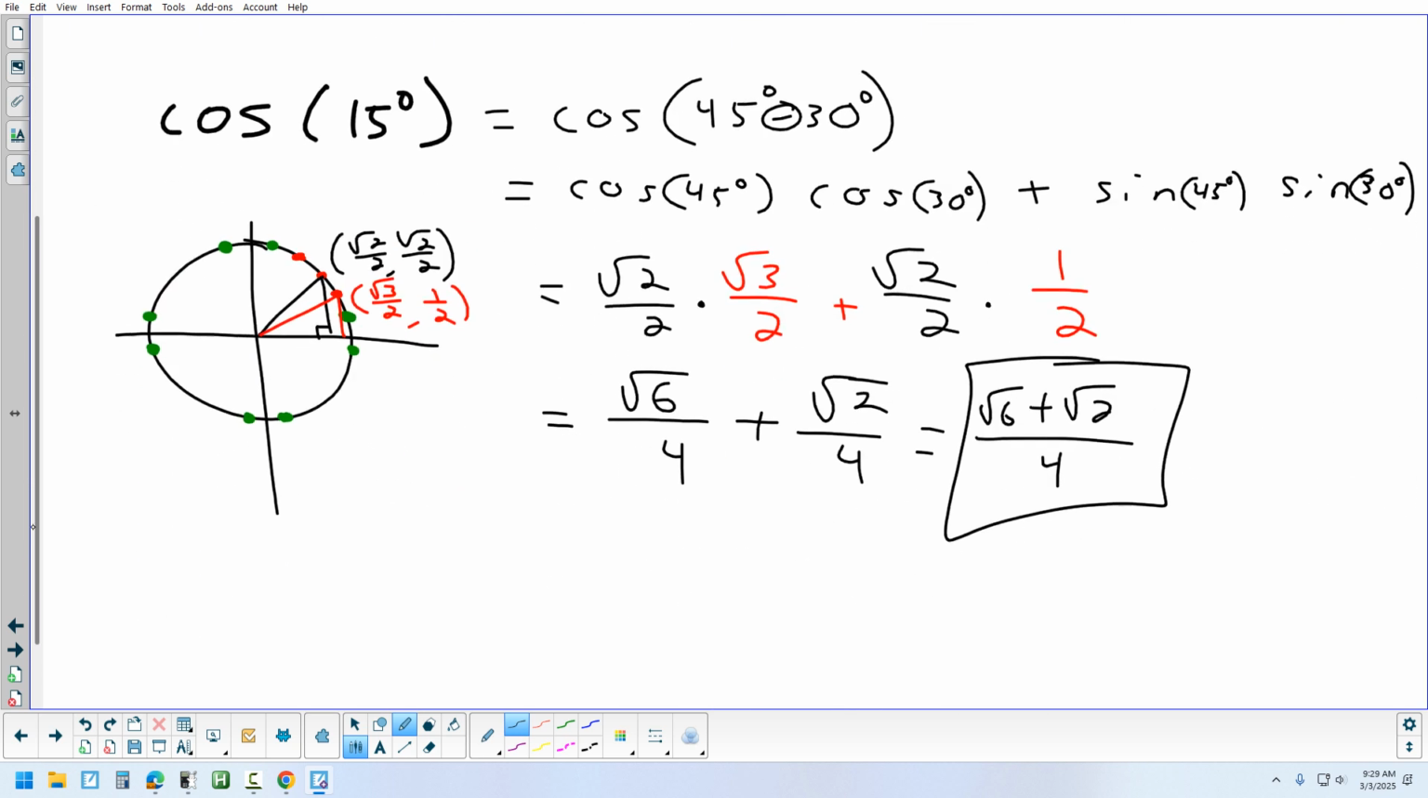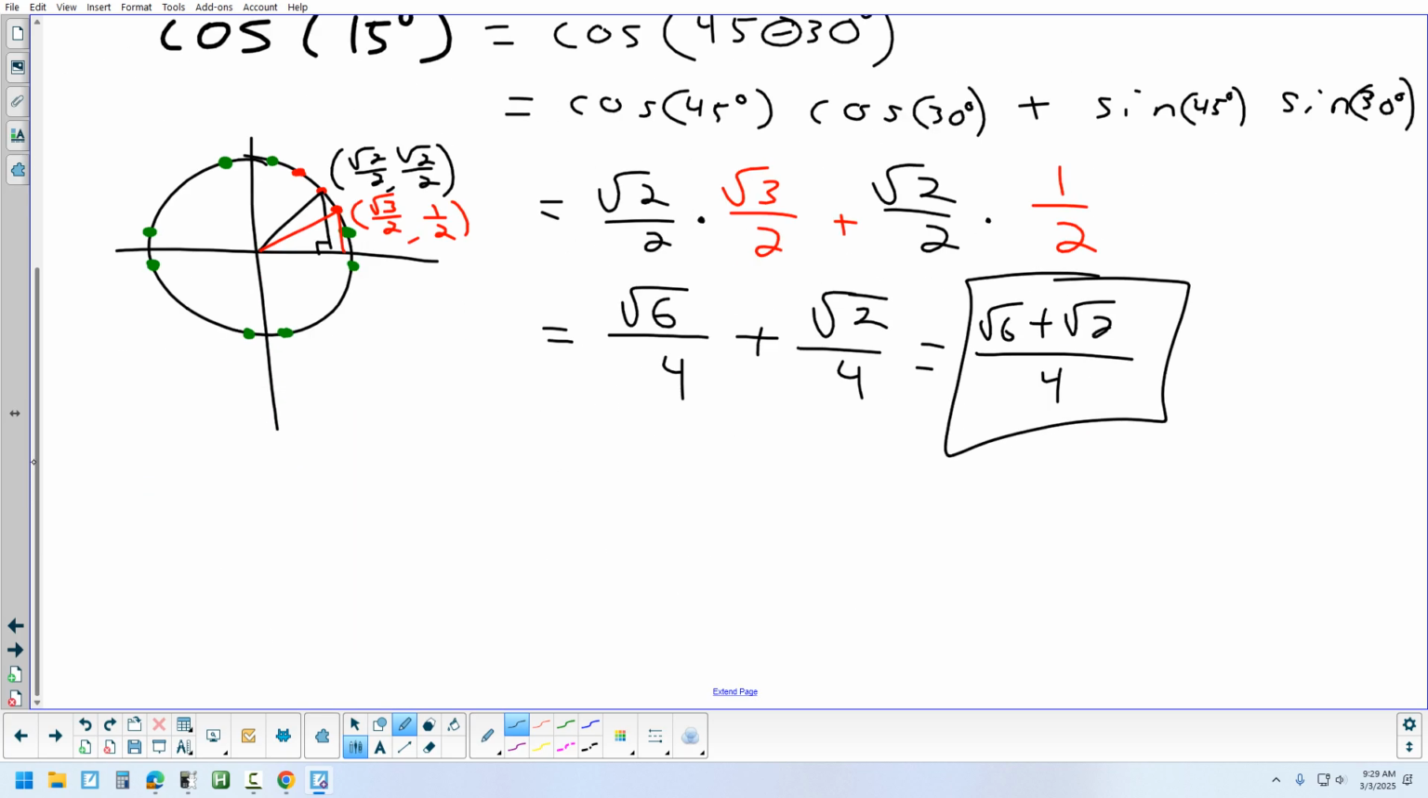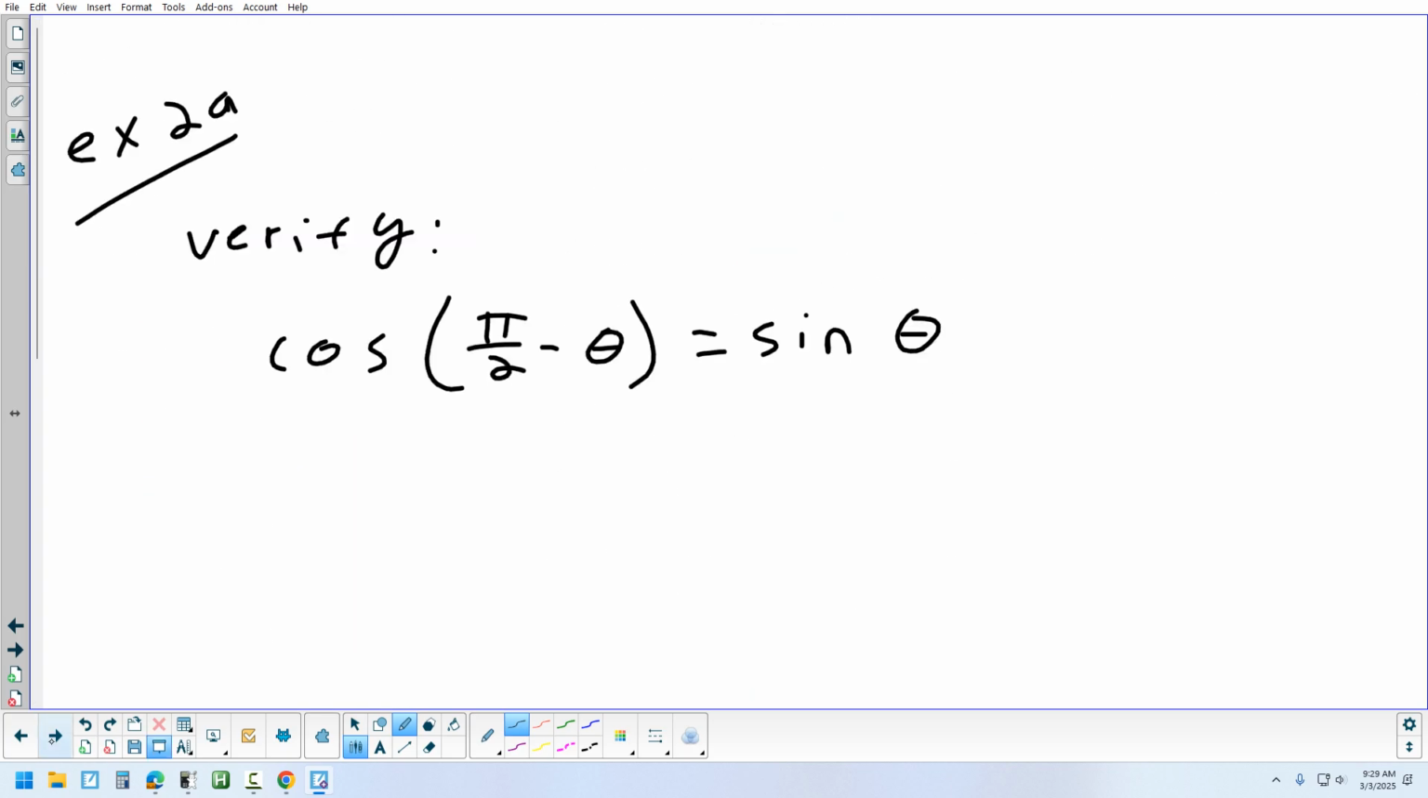All right. So any question on that one? Okay, so that's the cosine of 15. Okay, let's try this one.